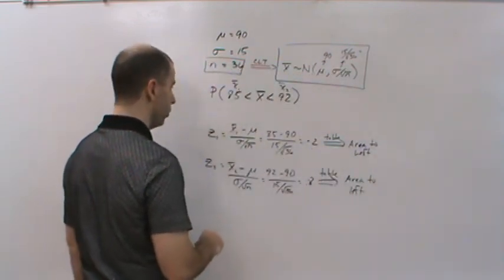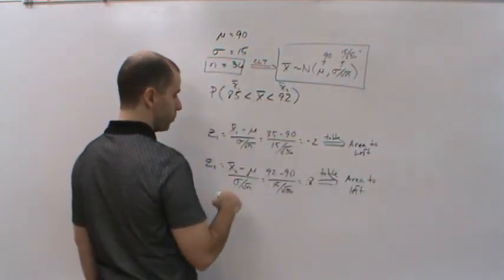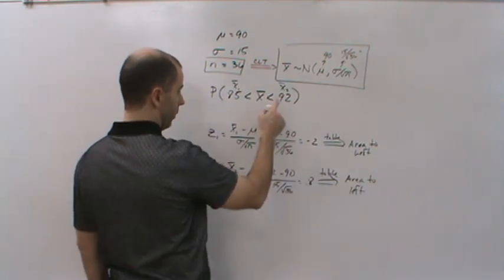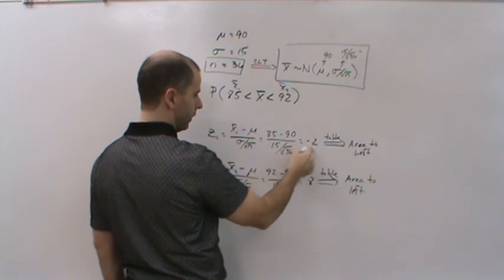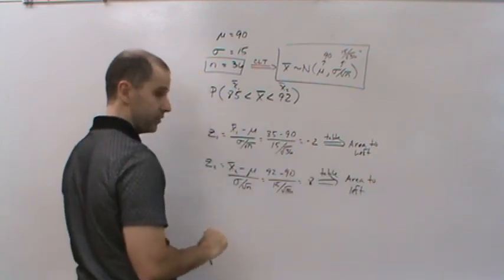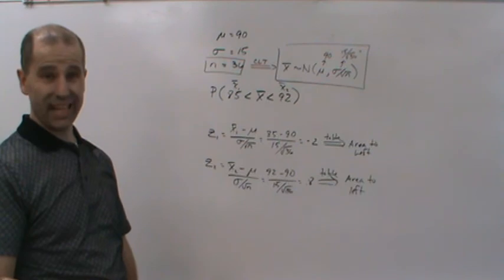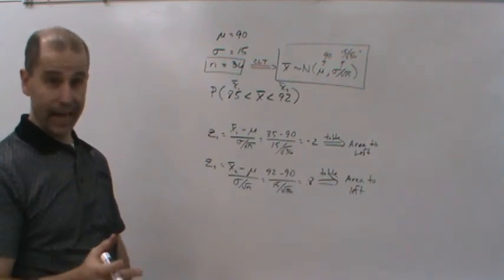And then what we would do is we would take this area, right? So we take the area to the left of this one and subtract off this area. And that would be the answer. But again, that's using the table. Let's use the calculator. A lot easier.